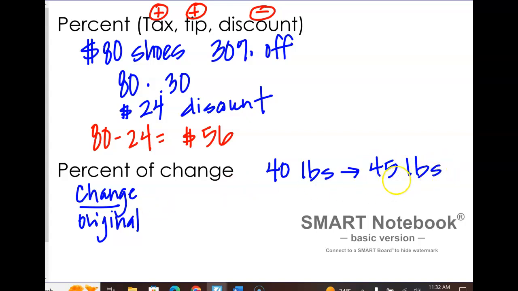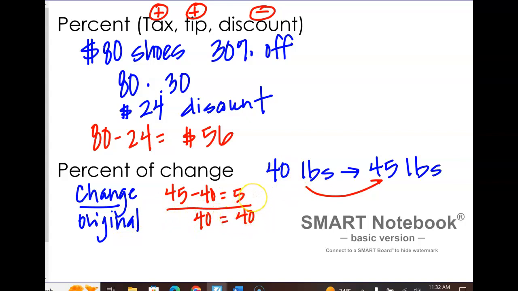So if I was going to find his percent of change, I would take the difference in his weight, his change from 40 to 45 pounds, the difference there, 45 minus 40 is a difference of 5 pounds, and I divide that by his original weight, which typically is the 40 pounds. So if I take 5 and divide by 40, 5 divided by 40 is going to give me 0.125, which is not a percent, that's a decimal.